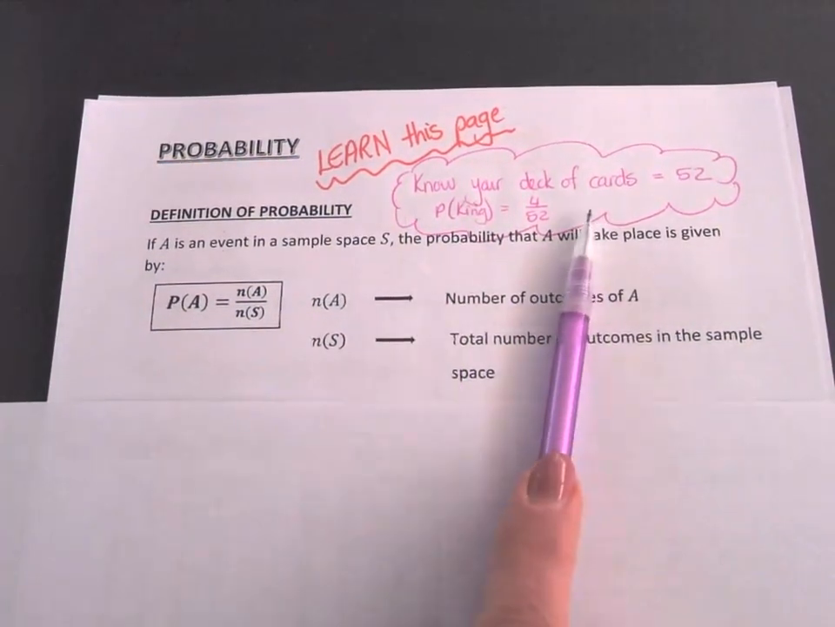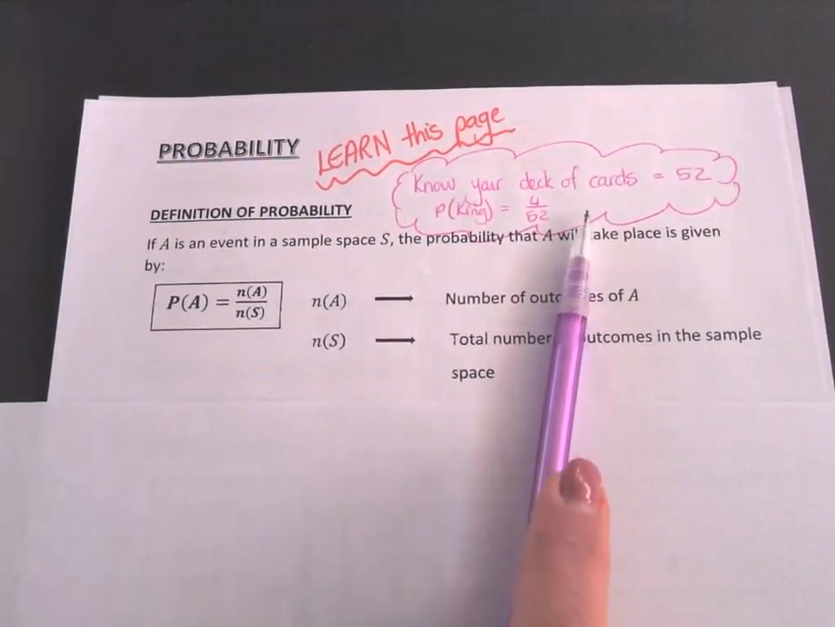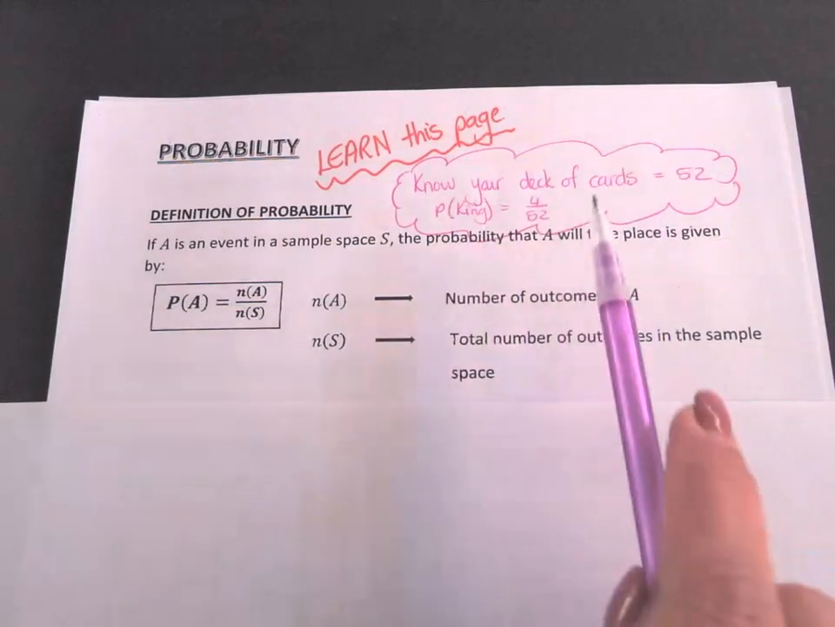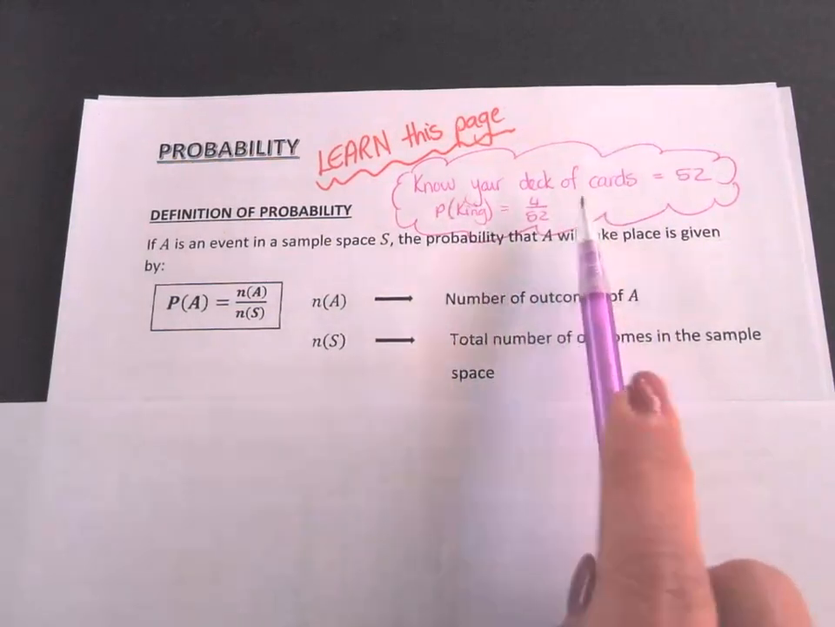You also should know what a deck of cards looks like. There are 52 cards in a deck. You have two colors, black and red. And you have 13 types of cards. And there are two jokers.